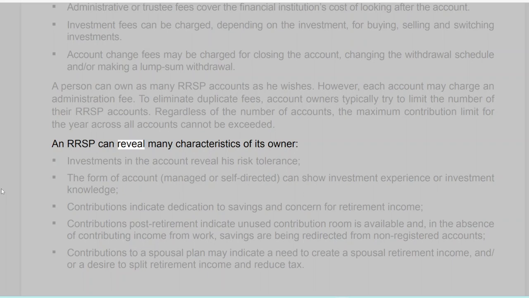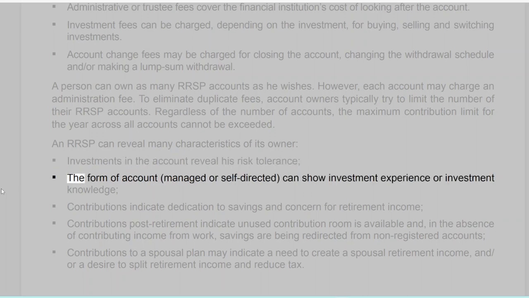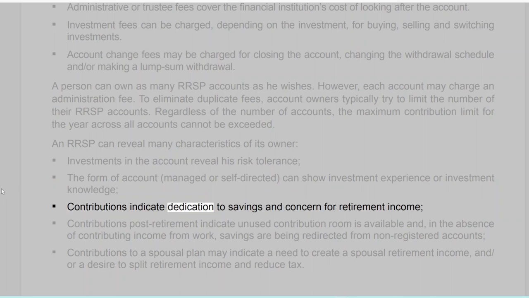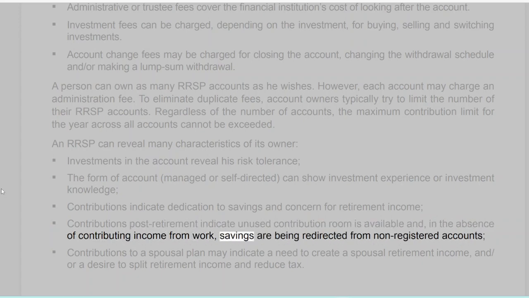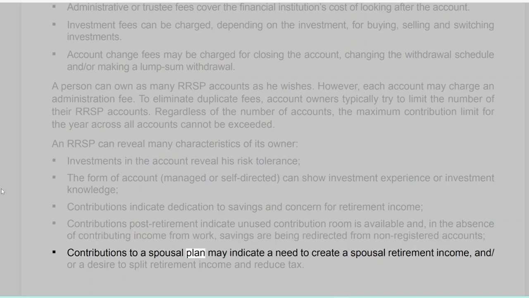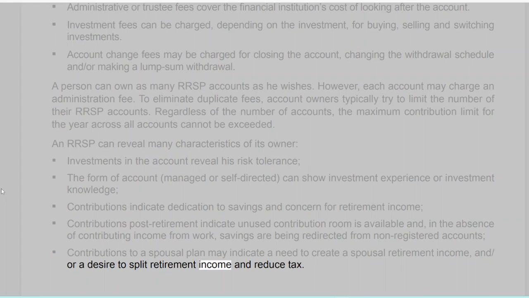An RRSP can reveal many characteristics of its owner. Investments in the account reveal his risk tolerance. The form of account, managed or self-directed, can show investment experience or investment knowledge. Contributions indicate dedication to savings and concern for retirement income. Contributions post-retirement indicate unused contribution room is available, and in the absence of contributing income from work, savings are being redirected from non-registered accounts. Contributions to a spousal plan may indicate a need to create a spousal retirement income and/or a desire to split retirement income and reduce tax.